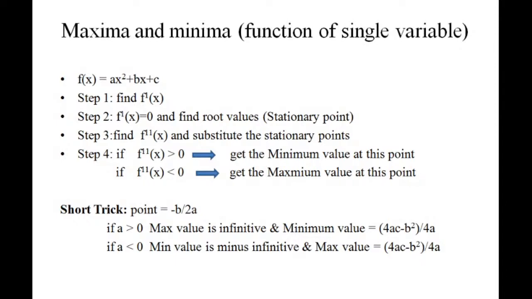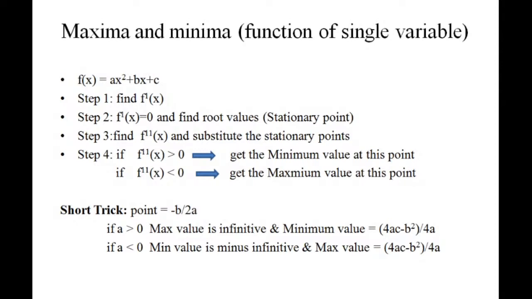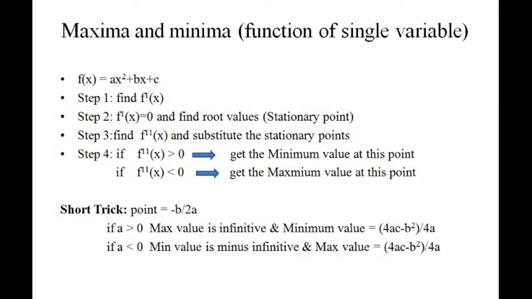While substituting, if f double dash of x is greater than 0, we get the minimum value. If f double dash of x is greater than 0, we can get the minimum value. If it is less than 0, we get the maximum value at this point. This is the normal procedure for finding the maximum or minimum for a single variable.